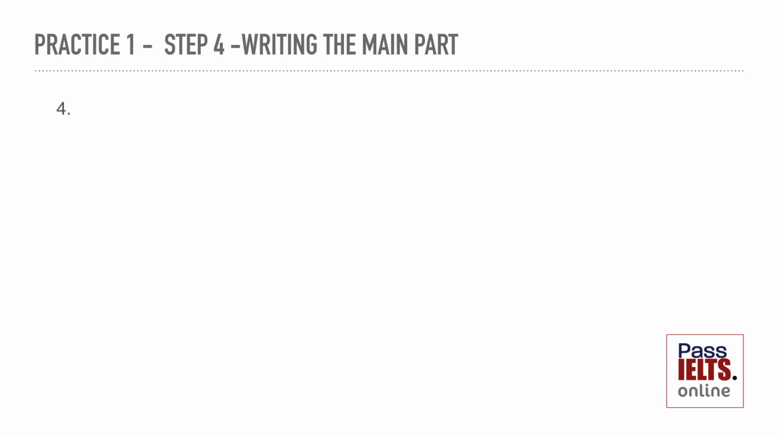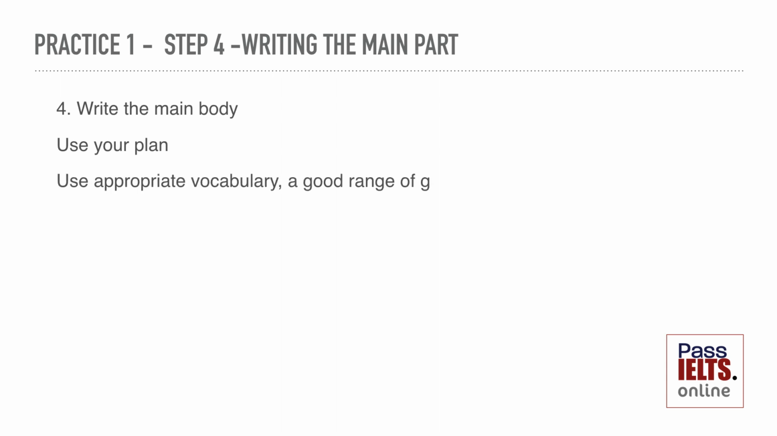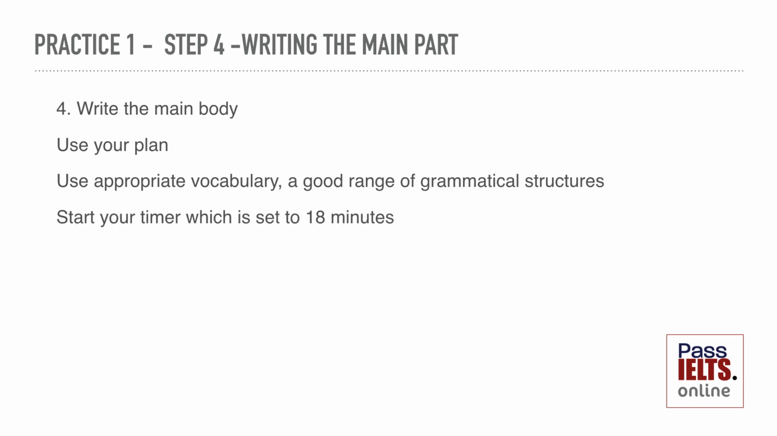Now you can write the main body. Using your plan that you have from part 1 and ticking off the stages and the paragraphs and the arguments as you go through them, you can write in 18 minutes the main body of the essay. You should use appropriate vocabulary, a good range of grammatical structures. You can always use the vocabulary in your booklet for this practice. You can start your timer, which is set to 18 minutes, and pause this video lesson now. Once you've finished, just press play and you'll go on to the next slide.